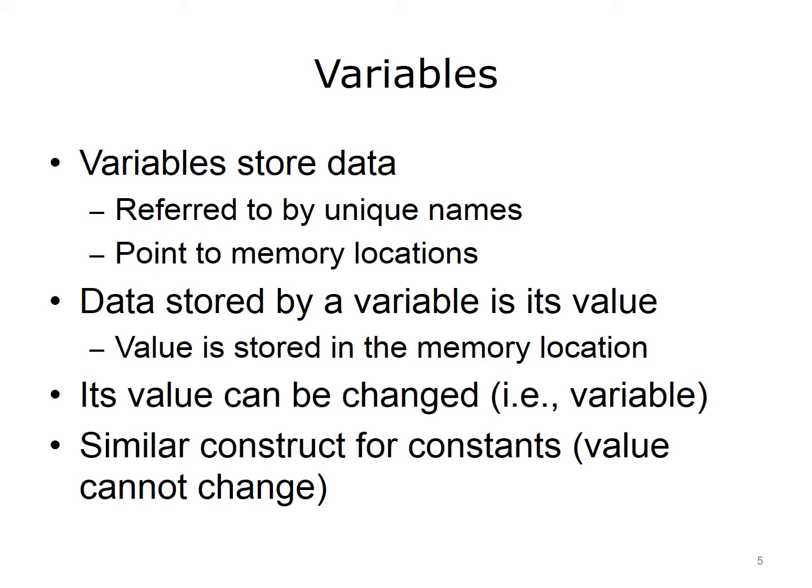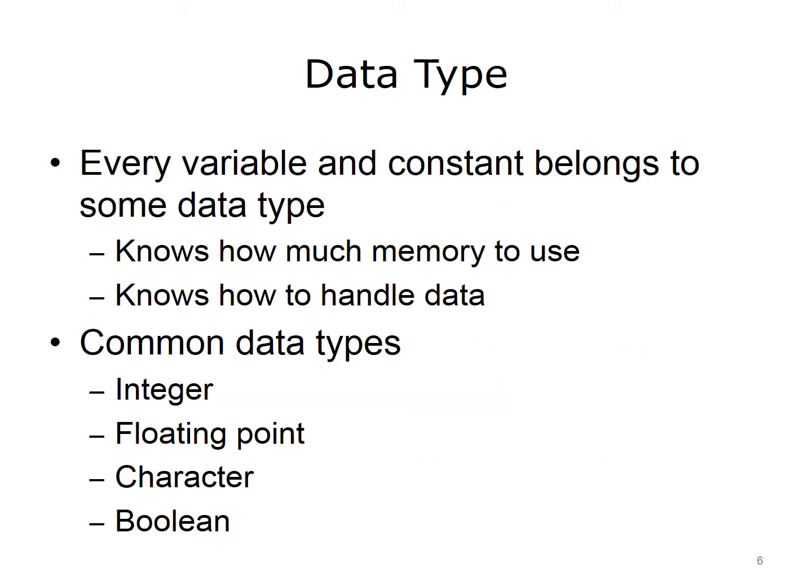There is a similar construct that holds values that remain the same during the program execution. These are called constants. They too are stored in memory, but their values cannot be changed. Every variable and constant belongs to some data type. This refers to what kind of data the variable or constant can be assigned. Data types can be integers, which are whole numbers, floating point numbers, which are numbers with a decimal part, characters, which are any alphanumeric single character, and boolean values, which are either true or false, among others.